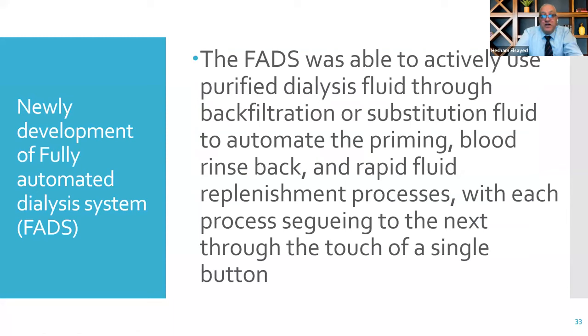Another development in the automated machine during hemodiafiltration is what is called the development of fully automated dialysis system. The fully automated dialysis system means using the pack filtration or substitution to automate the priming; you don't need saline to prime, a blood rinsing pack to end the dialysis, and a rapid fluid replenishment process. So you don't need to put saline over the machine. The automated dialysis system can prime during the first priming of the session, can rinse back during the end of the session, and can even give pushes of fluids if the patient develops hypotension or dialyzer clotting. Many nephrologists may not be aware of that. It's called the automated dialysis system, and it's a great advantage to use all of that in a single dialysis machine.